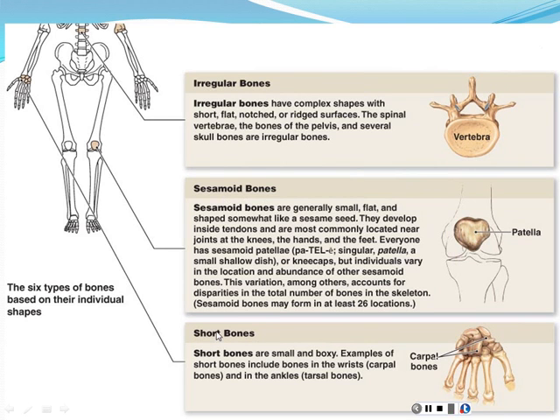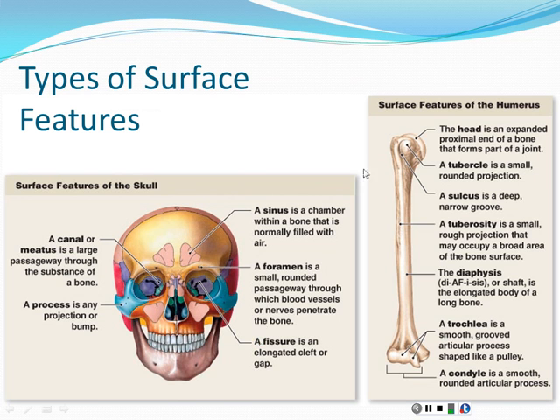And then short bones. Short bones are kind of small and boxy. And predominantly we see these in the wrists and the ankle. And the reason they're there is short bones can kind of slide against each other very easily. So it gives our wrists and our ankles a lot of motion and still a lot of strength. So when we get to those particular joints in the articulation chapter, we'll talk more about short bones. But typically, we're going to talk about long bones most.